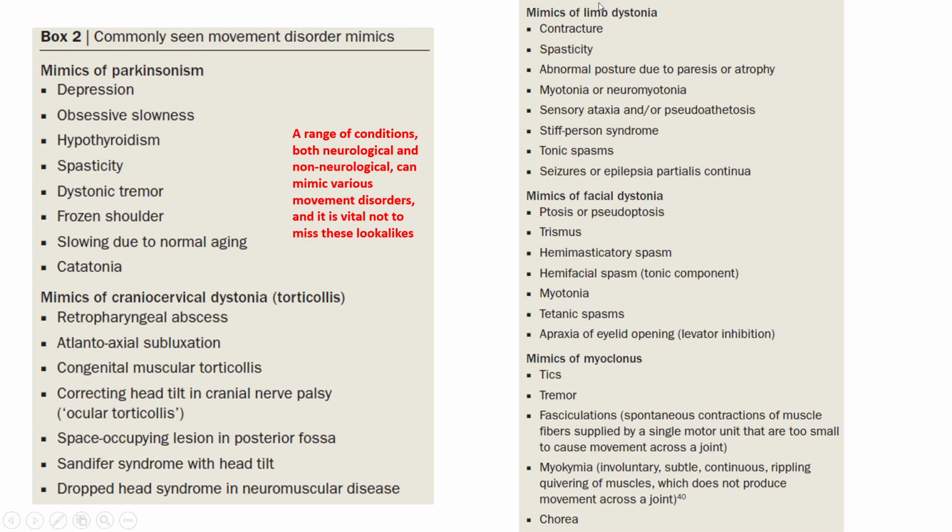Mimics of limb dystonia, for example, there may be a contracture in the limb. There may be a spastic limb. There can be myotonia. There can be neuromyotonia. There can be stiff person syndrome. It could be a seizure. It could be epilepsia partialis continua, whereby the limb gets stiff and dystonic. Facial dystonia, the patient may have ptosis. The patient may have trismus. Myotonia, tetanic spasms. But mimics of myoclonus include again tics, tremors, fasciculations, and also myokymia, and also chorea.